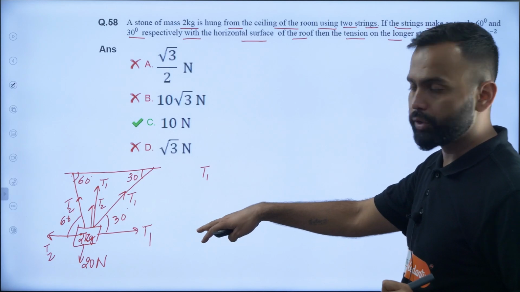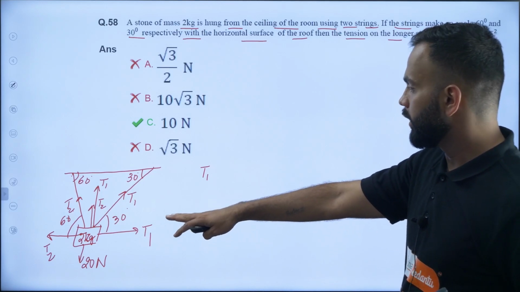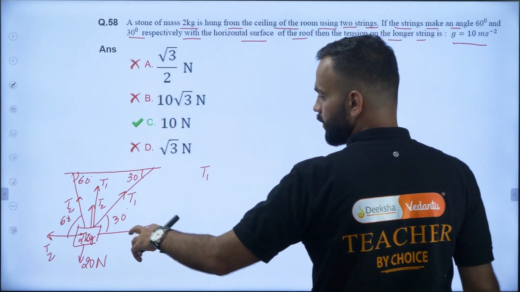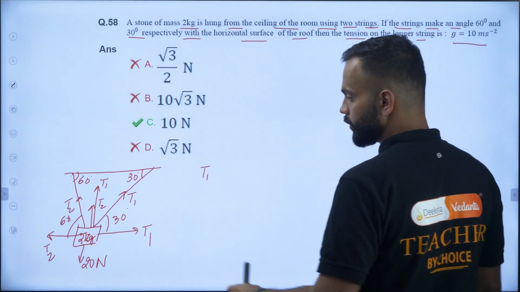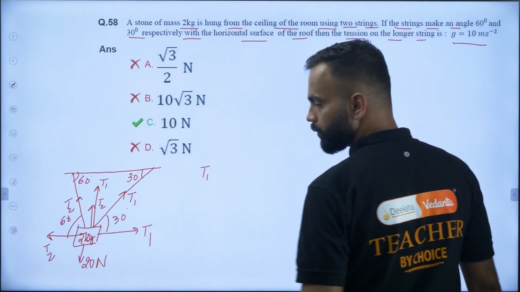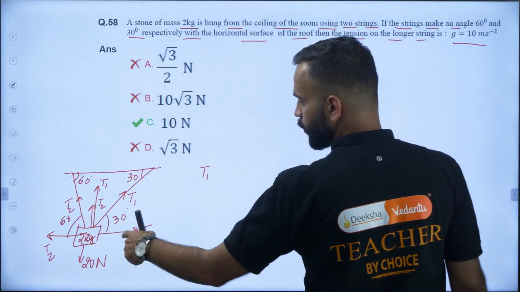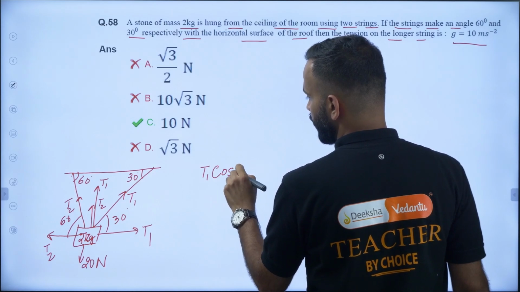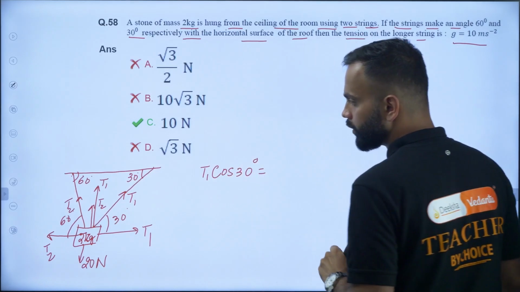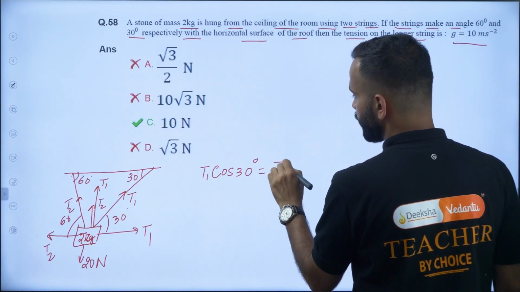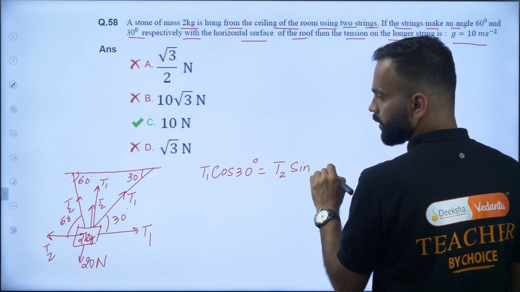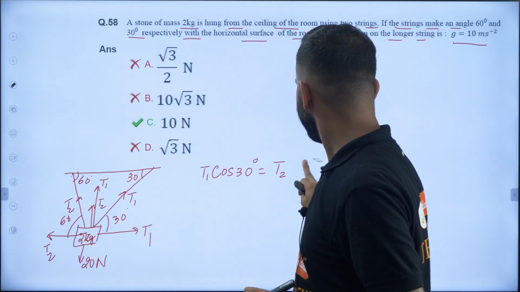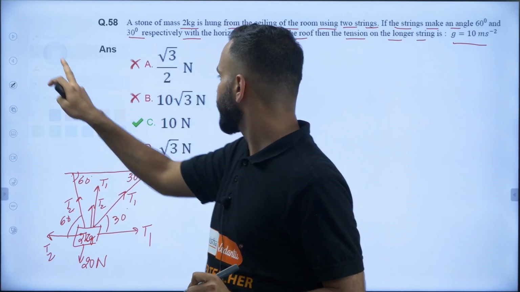Let's write the horizontal components, because the horizontal components cancel each other, since it's in equilibrium. The horizontal component of T1 is equal to the horizontal component of T2. The horizontal component of T1 is T1 cos 30 degrees, which equals the horizontal component of T2, that is T2 cos 60 degrees.